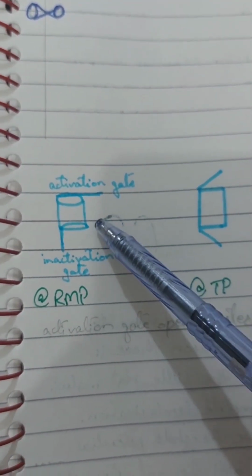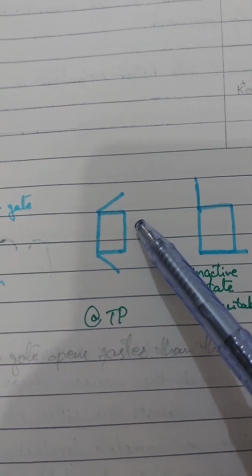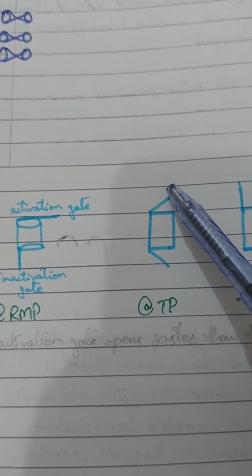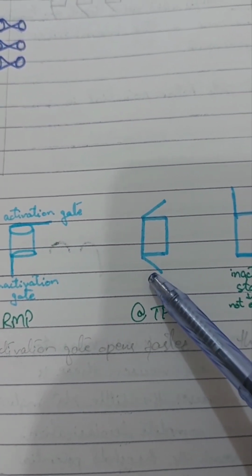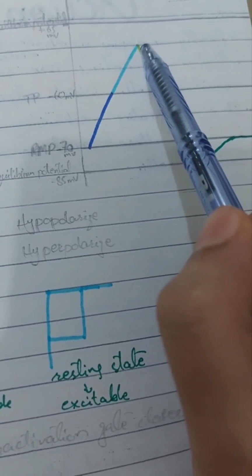This is a voltage gated sodium channel. At resting membrane potential, its activation gate is closed and its inactivation gate is open. But when threshold potential is achieved, the activation gate opens and the inactivation gate tries to close. The activation gate opens faster than the inactivation gate closes. But when the high peak is achieved, when the membrane is depolarized, the inactivation gate closes and the activation gate remains open.